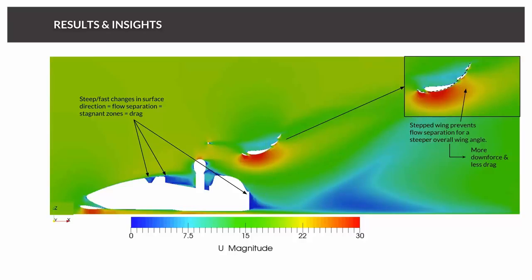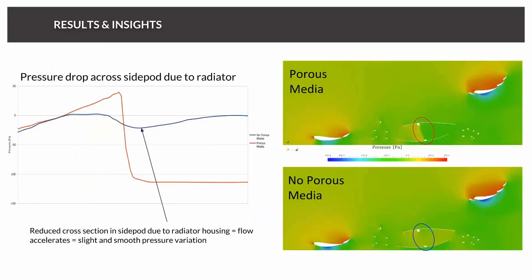Here you can also see the effect of the stepped wing, because if we would use just one big wing with this shape, it would instantly separate. But due to the steps, as René explained last week, we can bring fresh new momentum into the boundary layer and the flow stays attached.